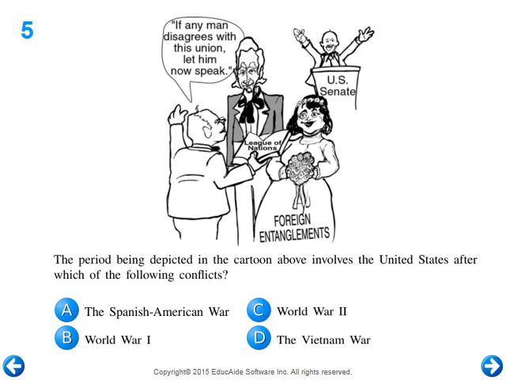All right, so the period being depicted in the cartoon above involves the U.S. after which of the following conflicts? It's going to be World War I, because that's when the whole League of Nations thing happened. It's going to be B.